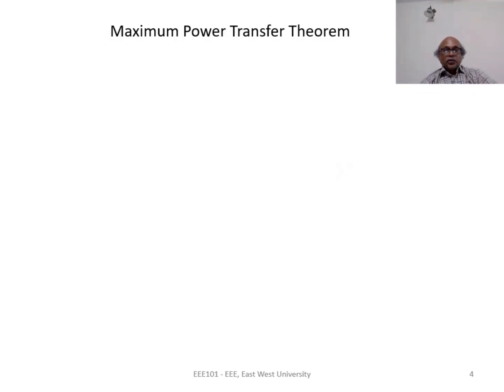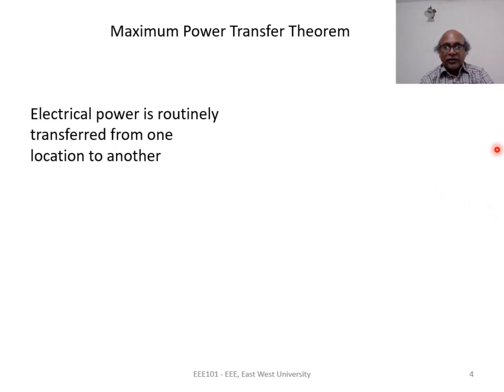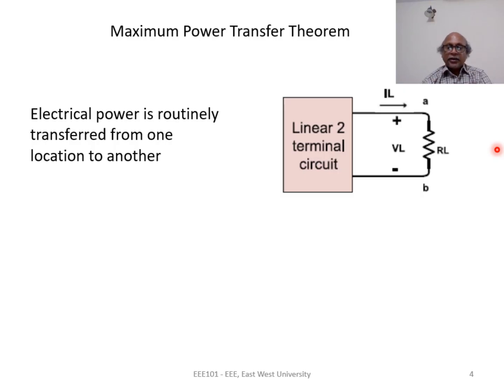Okay, now we move on to the maximum power transfer theorem. In electrical engineering, we routinely transfer electric power from one location to another location. This schematic diagram describes the process in a very simple way. We have a linear two-terminal circuit and we have a load RL. The linear two-terminal circuit has produced a voltage VL across the load and a current through RL. So the load power is IL VL.